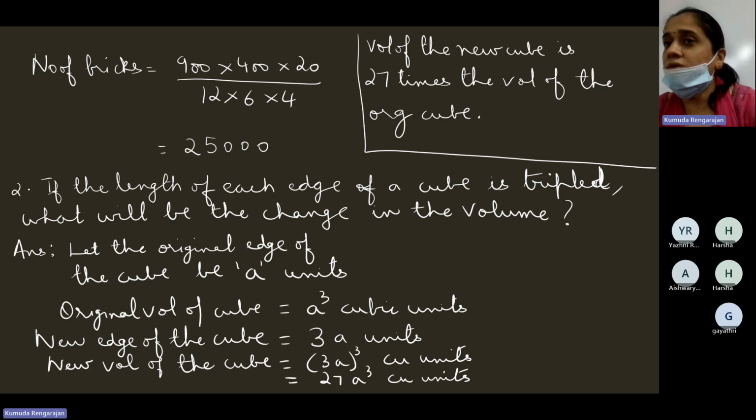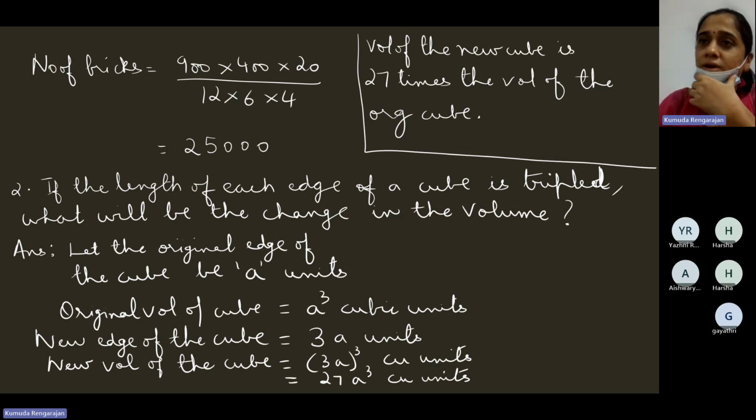So let the original edge be A units. The volume of the cube is A cubed, edge cubed, so A cubed cubic units. The new edge is tripled, meaning 3 into the original edge, 3A.